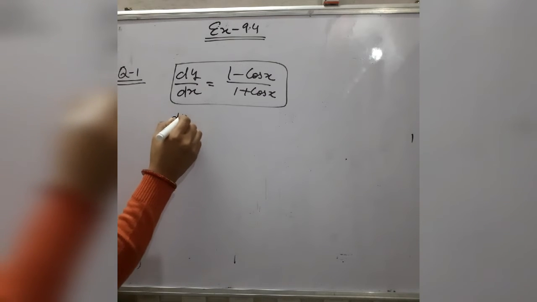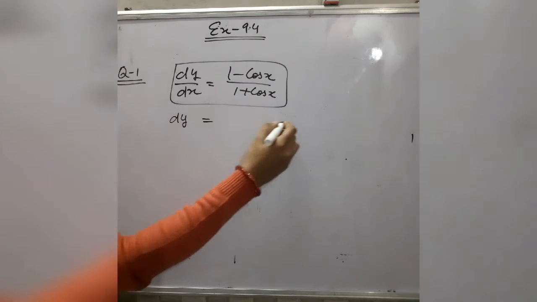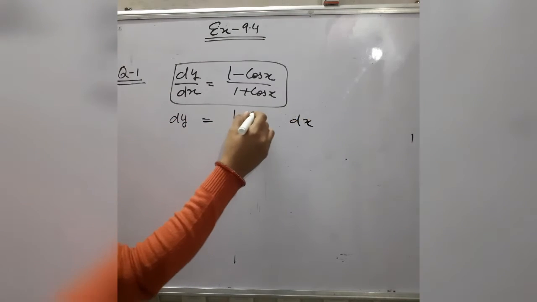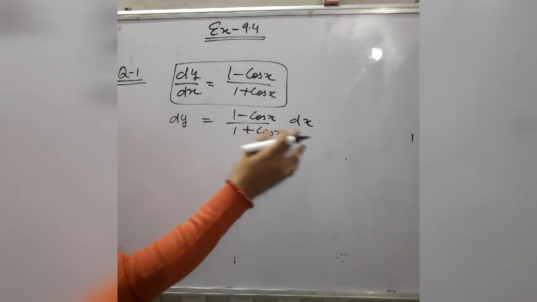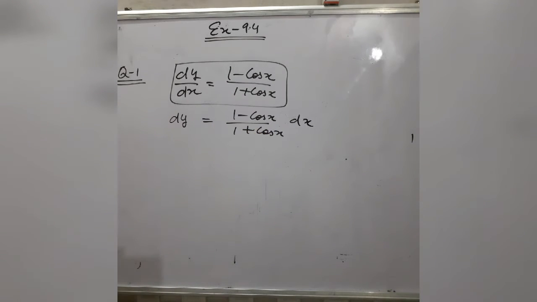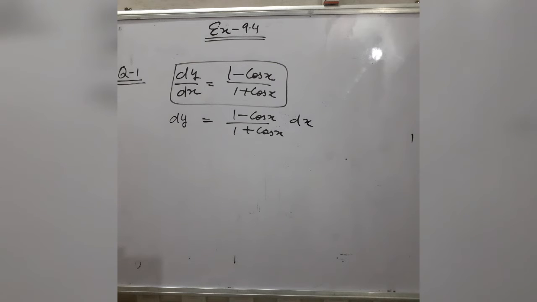So we will take dy and all the terms containing the y variable on one side, and dx and all the terms containing the x variable on the other side. We are separating variables in this method, that's why the name of this method is the variable separable method.